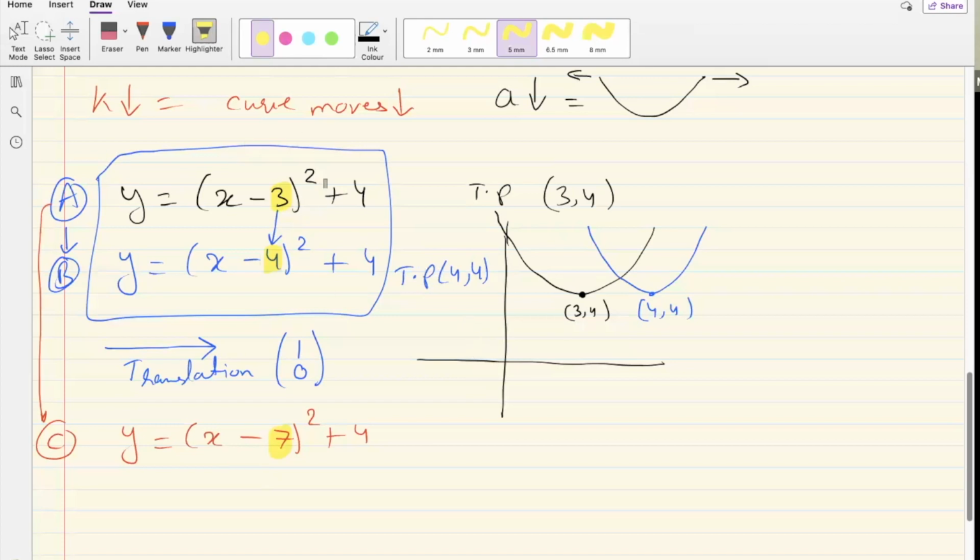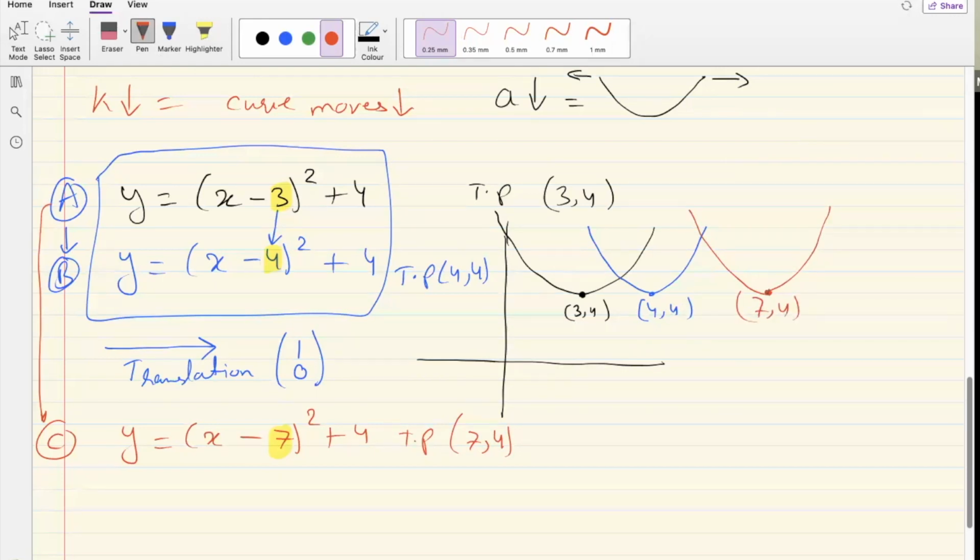The value changes from 3 to 7. If you put 7, the turning point will be 7, 4. So if I need to sketch this, I will move towards the right hand side, and this will be 7, 4. Is it clear? Yes, sir. Now, is the concept clear, why the curve is moving to the right hand side?